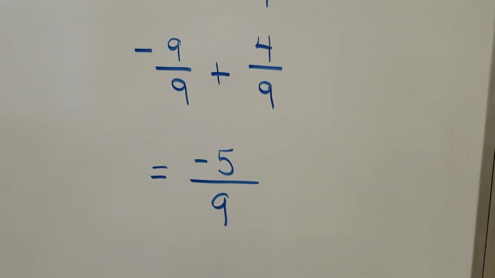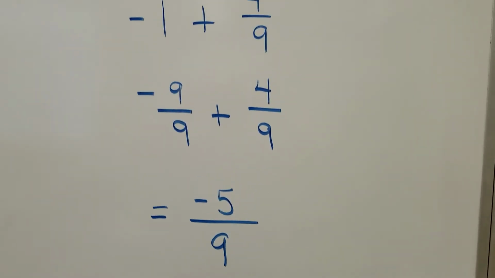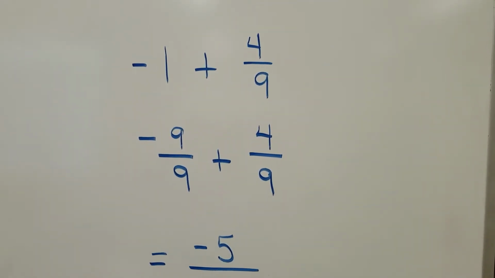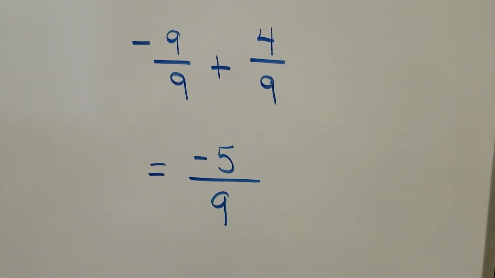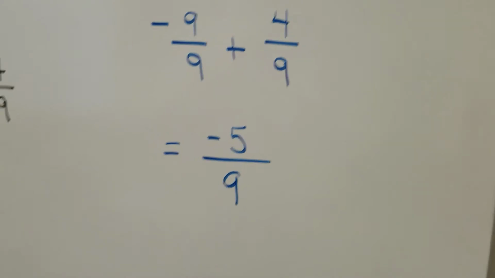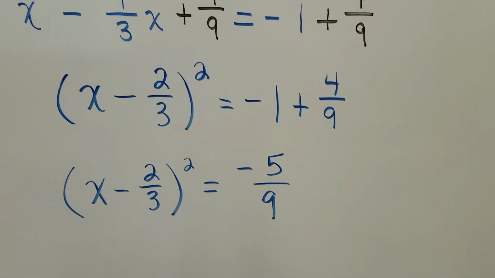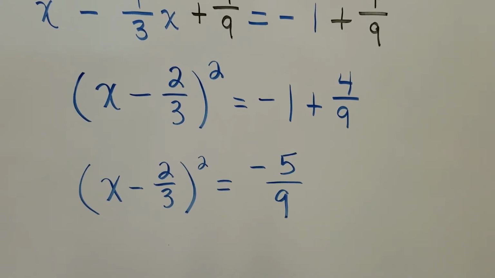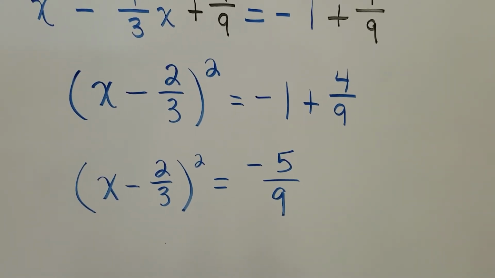Now in this case, like I said, you could use your calculator to do that computation. You should be able to just type in minus 1 plus 4/9 on your calculator and get the expression that you see here. Now, if we take that back to the problem, we now have the perfect square on the left side, x minus 2/3 quantity squared, equal to negative 5 over 9.